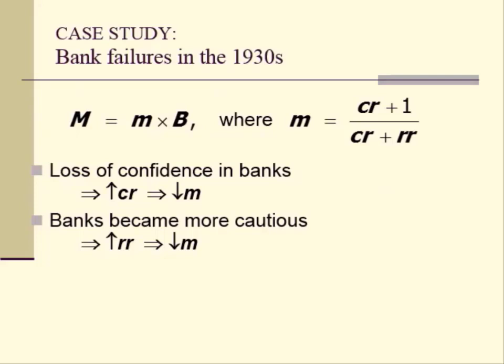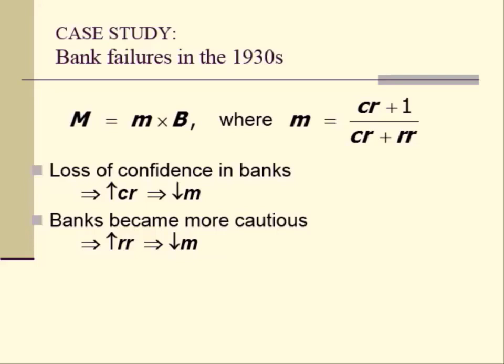So now let's use the models we just learned to analyze bank failures in the 1930s. There are two effects. That is, loss of confidence in banks by households. This changed household behavior by increasing the holdings of cash or currency and decreasing the amount of demand deposits. So this led to an increase in the currency deposit ratio CR. When CR increases, it decreases the money multiplier M.